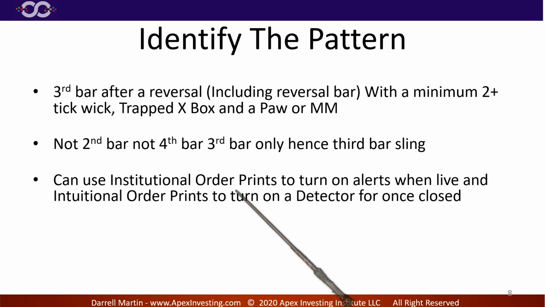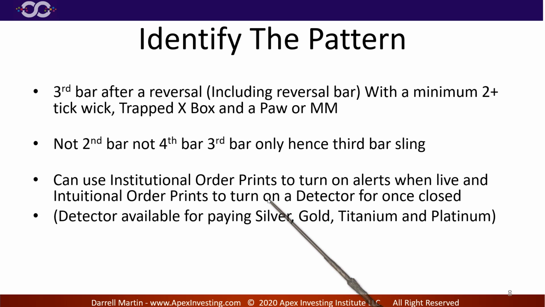And it now has the ability to turn on alerts when live for institutional order prints and to turn on a detector for once it's closed. So I'll show you how to do that. By the way, the detector itself is available for any paying silver, gold, titanium, or platinum members. Okay? I think anybody can get the alerts. But the detector itself is available for paying silver, gold, titanium, platinum.